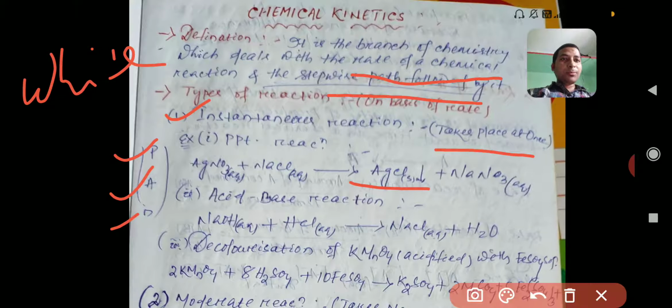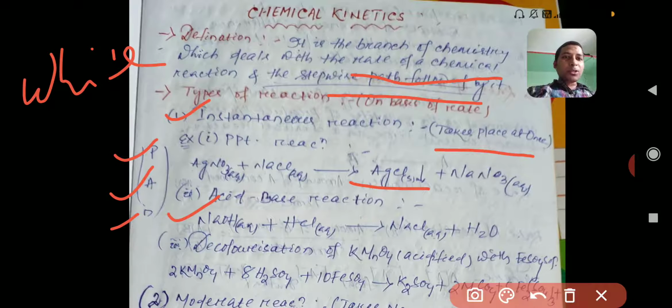The second example is the acid base reaction. As you know, any type of acid when it reacts with a base forms salt and water. I have taken the simplest example: when sodium hydroxide reacts with hydrochloric acid, it forms sodium chloride and water. This is an example of an acid base reaction.